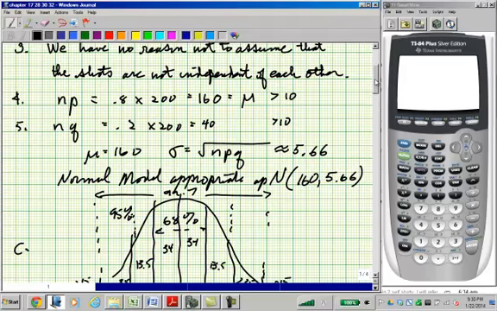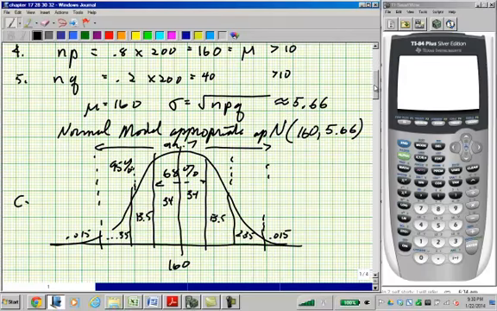So not only do we have a Bernoulli event, but we can use it in a normal model. So we will state the mean and standard deviation. The mean, as we already stated, is NP. That's 160. And the standard deviation is the square root of NPQ, which is 5.66.